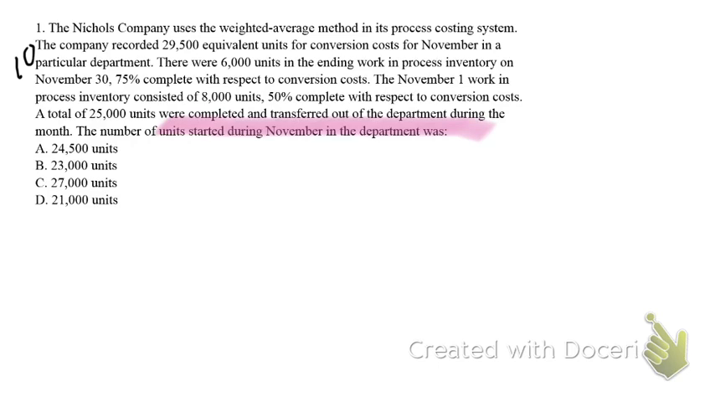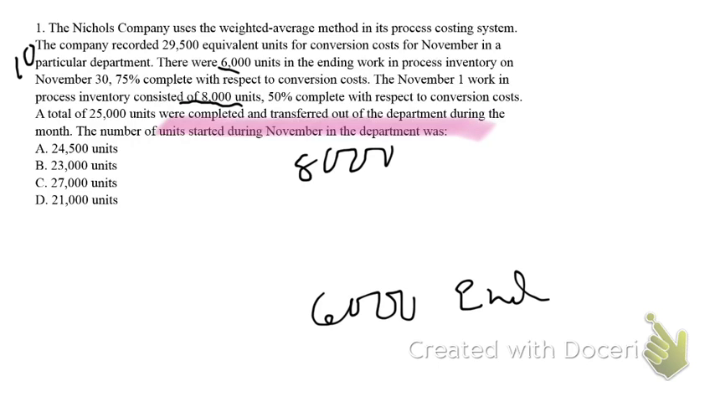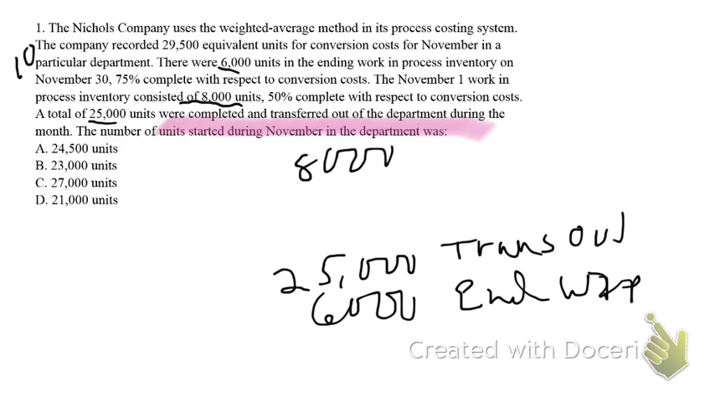I know that the work in process inventory at the beginning was 8,000 units. I know that there were 6,000 in ending work in process, and a total of 25,000 were transferred out. So since 25,000 were transferred out, I know that's 31 grand. So I know that 31 grand were transferred out and or in ending work in process.